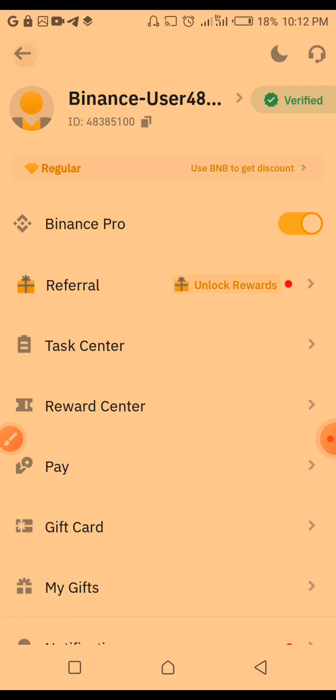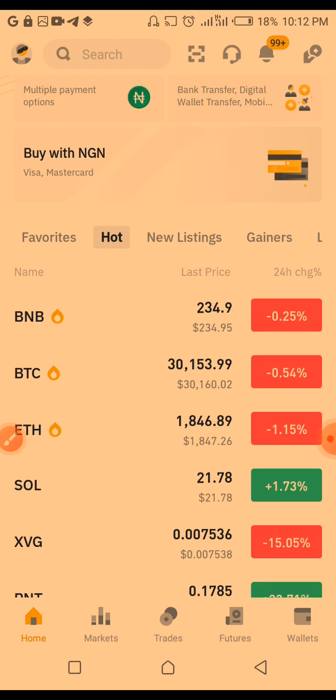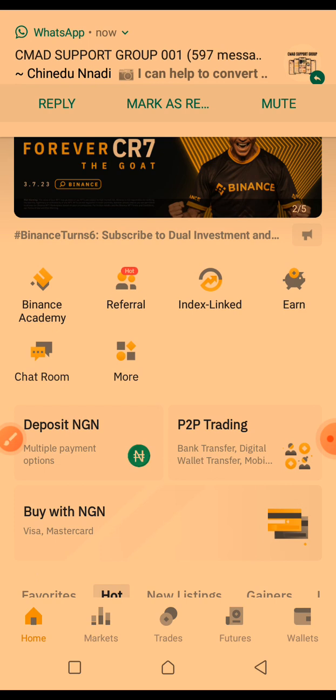So you can exchange your coins at any time, and if you're having any challenge with any arbitrage opportunity on Binance, after watching this video you'll be able to trade your arbitrage opportunities on Binance.